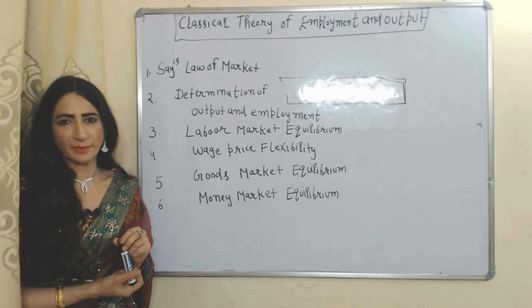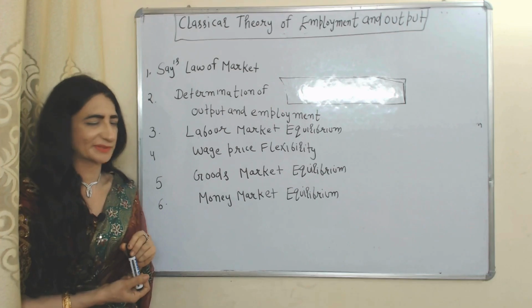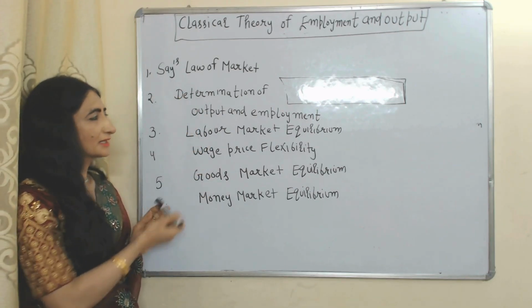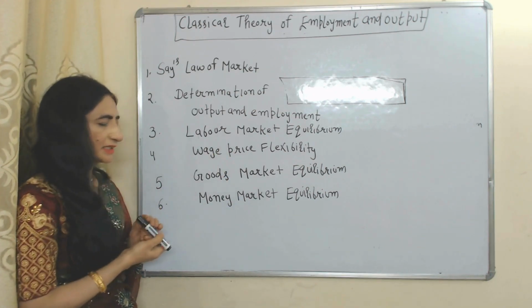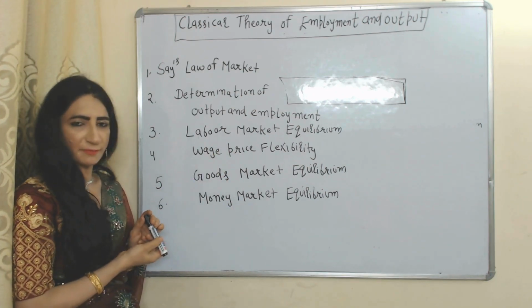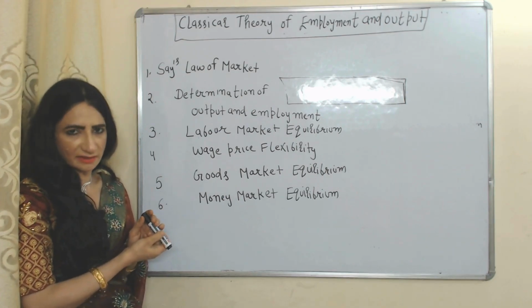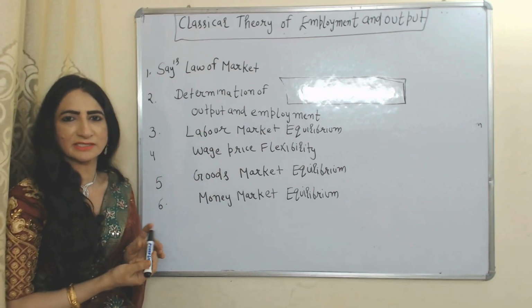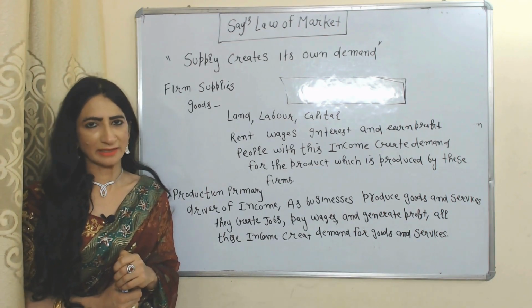Classical theory of employment and output mainly includes six concepts: Say's law of market, determination of output and employment, labor market equilibrium, wage price flexibility, goods market equilibrium and money market equilibrium. One by one we will discuss each concept. First of all, we will see Say's law of market.